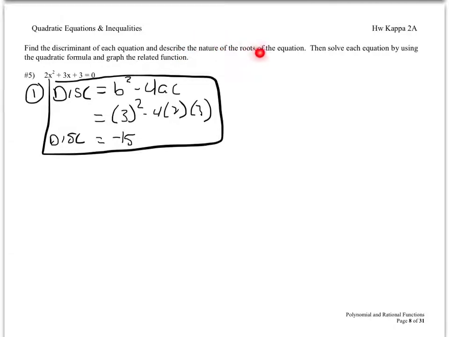Describe the nature of the roots of the equation. When you find the discriminant, that tells you the nature. If it's a negative answer, which this is, it means there are no real roots. Since we're trying to find x-intercepts for this, there are no real x-intercepts. X-intercepts, there are none, so when we graph it, it's not going to cross the x-axis.